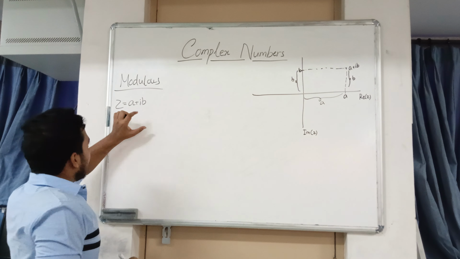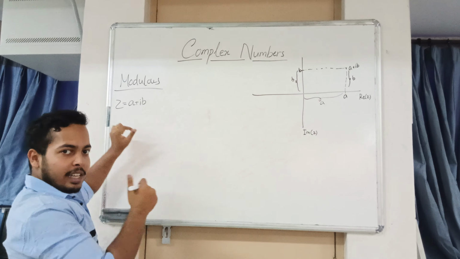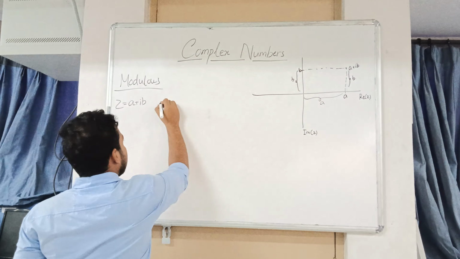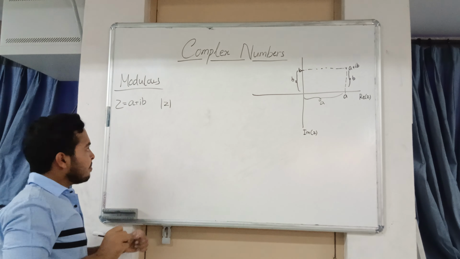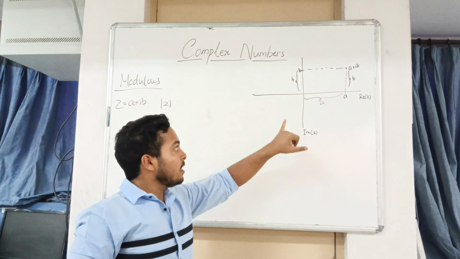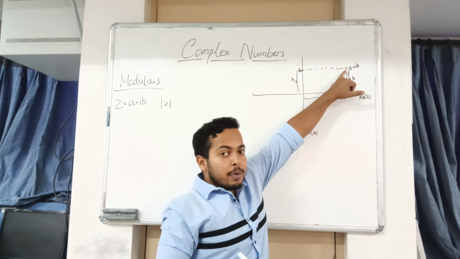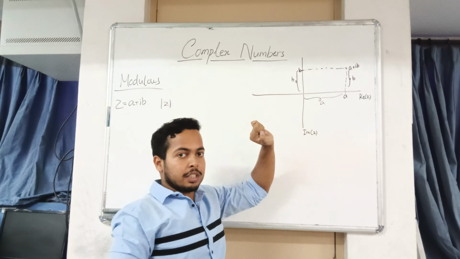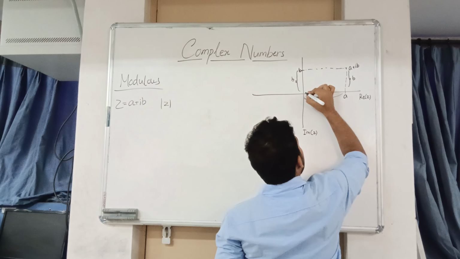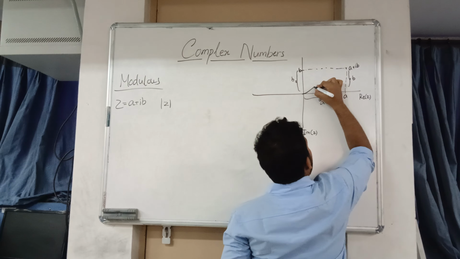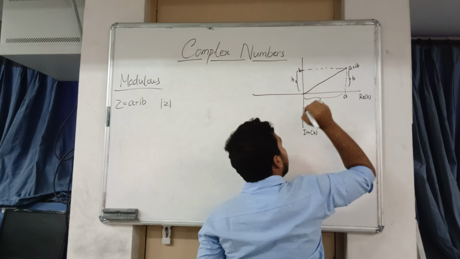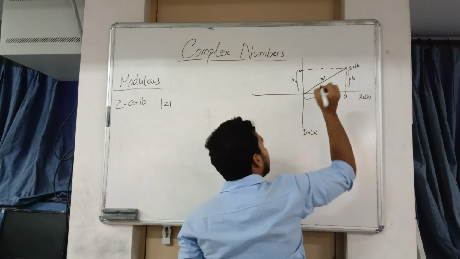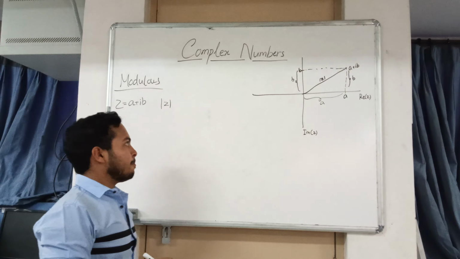Now the modulus of a complex number z equal to a + ib is denoted as mod z and is defined as the distance between the complex number and the origin. So here this line represents the modulus of the complex number z.